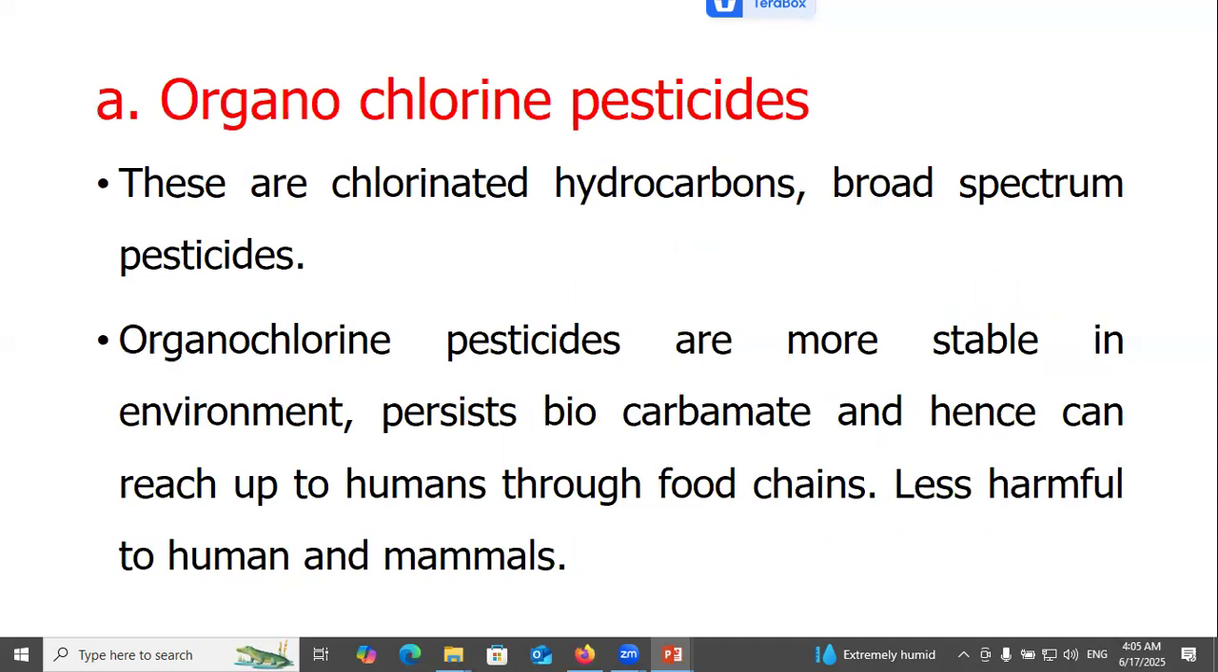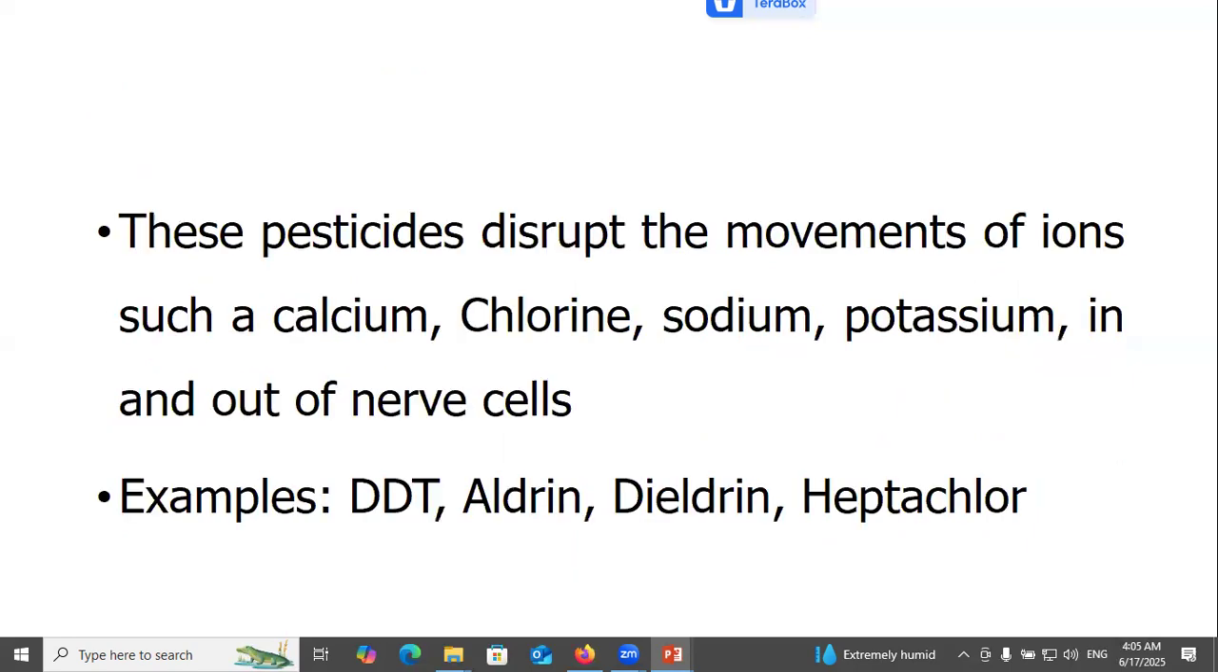Organochlorine pesticides. These are chlorinated hydrocarbons, broad-spectrum pesticides. Organochlorine pesticides are more stable in the environment, persist, and hence can reach humans through food chains, though they are less harmful to humans and mammals. These pesticides disrupt the movement of ions such as calcium, chlorine, sodium, and potassium in and out of the nerve cells. For example, DDT, aldrin, dieldrin, heptachlor.